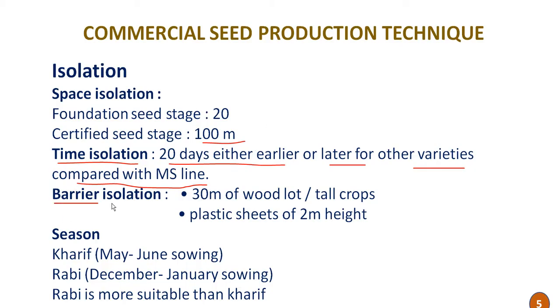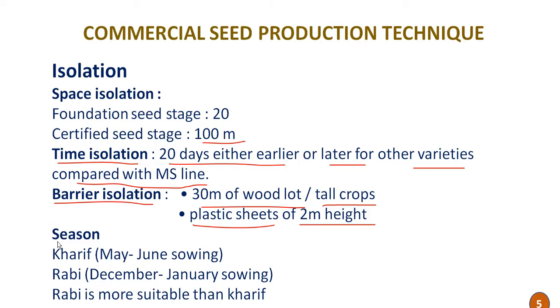Then next is barrier isolation. If these two are not possible, then we can isolate our hybrid seed production plot by barrier isolation also, in which a 30-meter wide woodlot or tall crops can be grown around our hybrid seed plot. Then plastic sheets of 2-meter height are also placed outside the border to block the entry of foreign pollen, that is barrier isolation. So these are the different types of isolation by which we can isolate our field from foreign pollen.